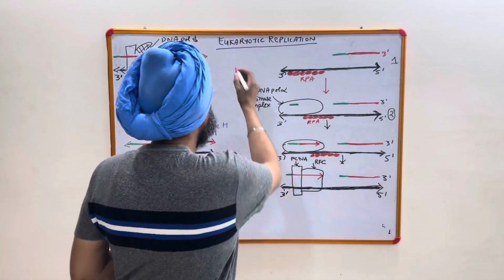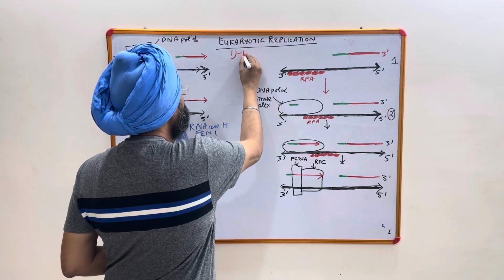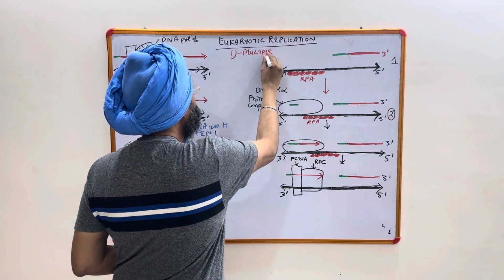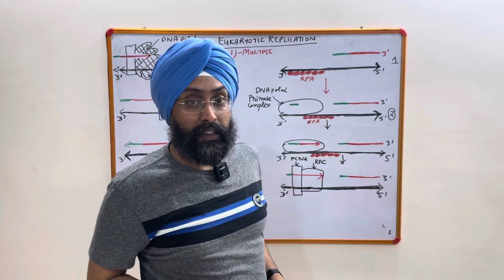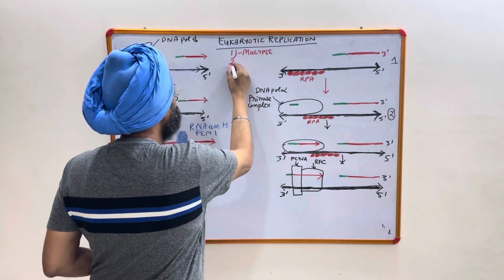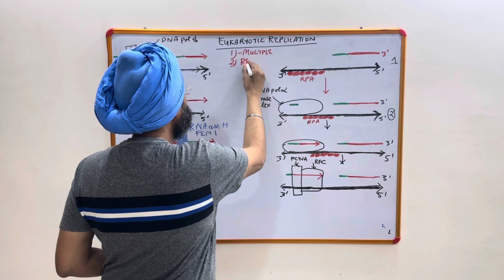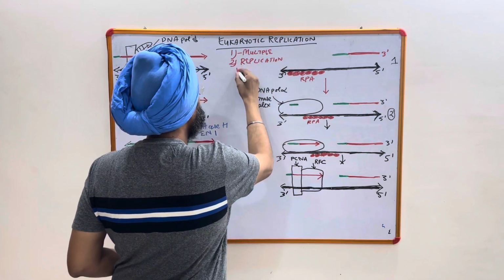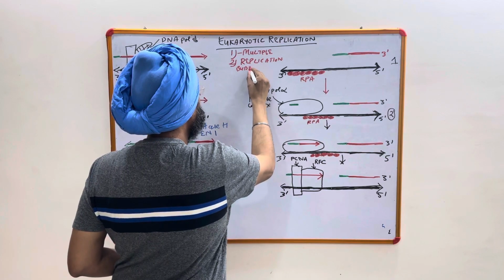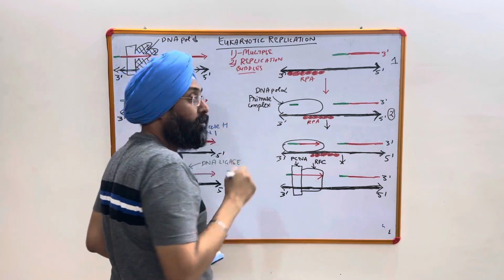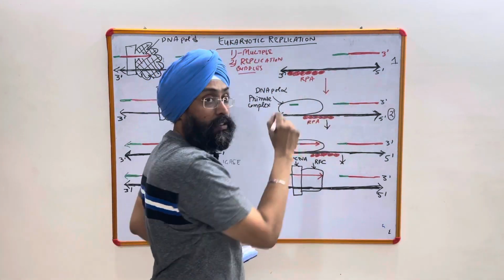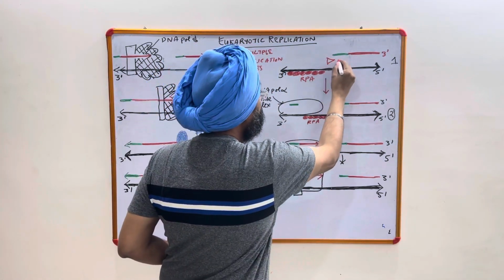The first is that there are multiple origins of replication in eukaryotic replication, and there is also formation of multiple replication bubbles, right? The next step is similar to prokaryotic replication: the two strands are unwound by helicase.